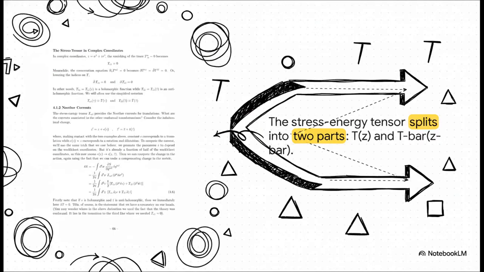And here is the immediate payoff. You see, there's this really important thing in physics called the stress-energy tensor. You can basically think of it as the master blueprint for how energy and momentum are moving around. And in our new complex language, this messy, complicated object just splits. It breaks perfectly into two independent pieces. One part, T of z, only cares about z. That's the holomorphic part. The other only cares about z bar, the anti-holomorphic part. It's like taking a hopelessly tangled rope and finding it just falls neatly into two separate strands. It makes everything so much easier to work with.